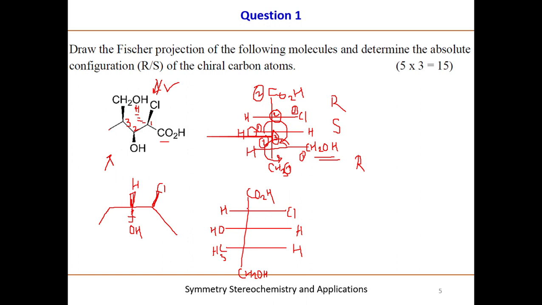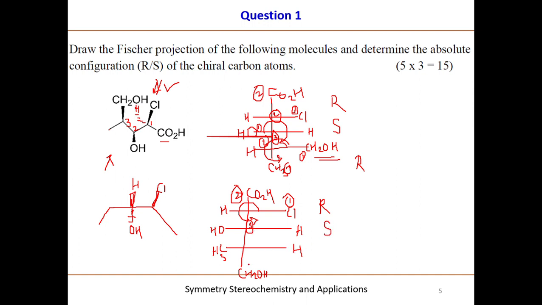Now let's cross check the configuration here. The first priority will be given here to the Cl group, then second is the acidic group, and the third one is here. So it will move in the same direction again, counterclockwise direction, that means it is R. Then for the second carbon, because we have already found out that configuration, it will be S. You can cross check by yourself.